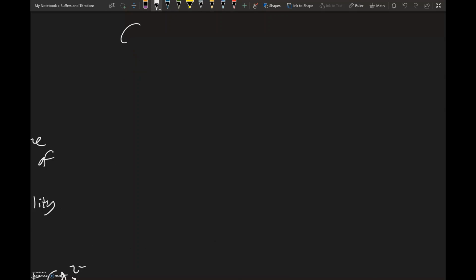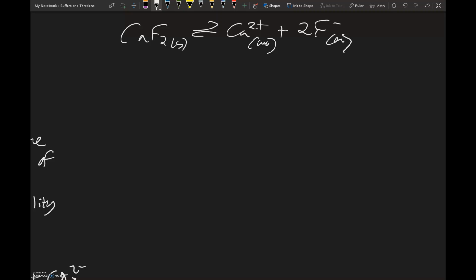Alright, so calcium fluoride forms an equilibrium to produce calcium plus 2 fluoride ions. And so, filling in the ICE chart here, this is going to go away. This is 0, 0, plus x, x plus 2x, and 2x because of the 2 in the coefficient.